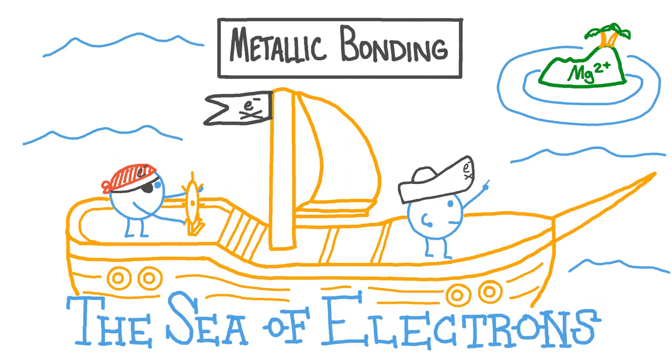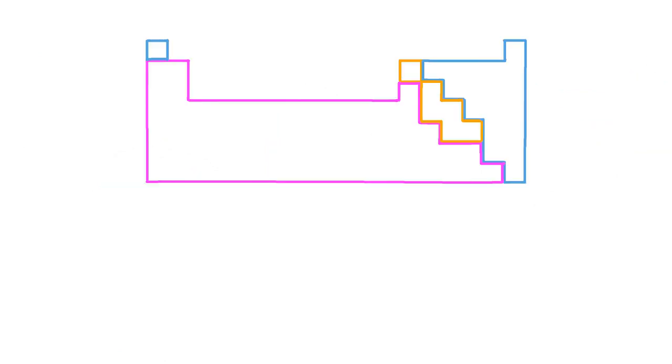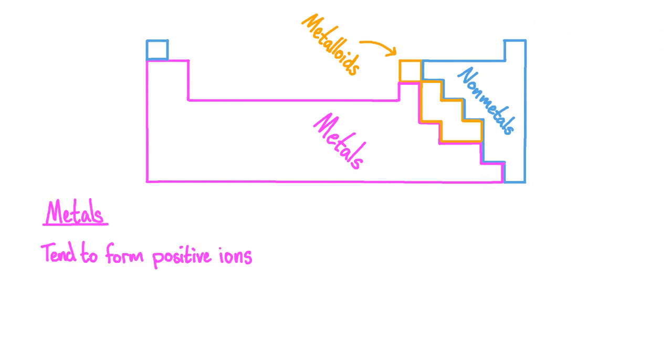In this video, we will learn how to describe metallic bonding and the effect it has on the physical and chemical properties of metals. Which elements are metals? Let's take a look at the periodic table. We can divide the table into three sections: metals, nonmetals, and metalloids. Metals are the elements that tend to form positively charged ions. We find them in the left-hand portion of the periodic table. Nonmetals, which typically form negatively charged ions, are found on the right-hand side of the periodic table, while metalloids are in between the two other groups.